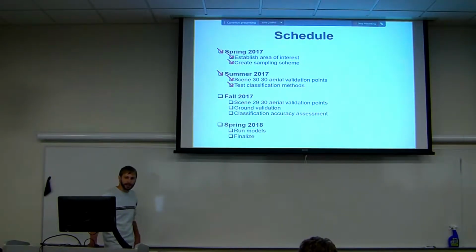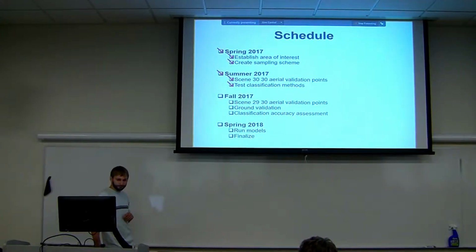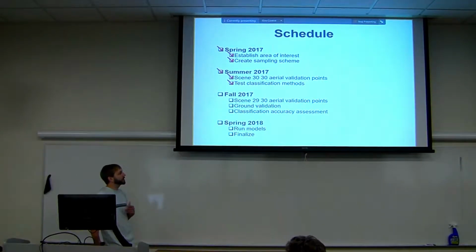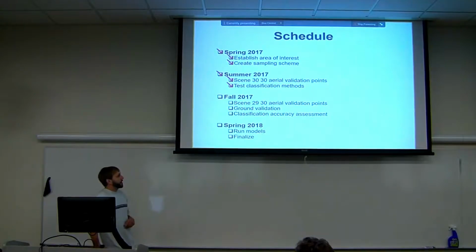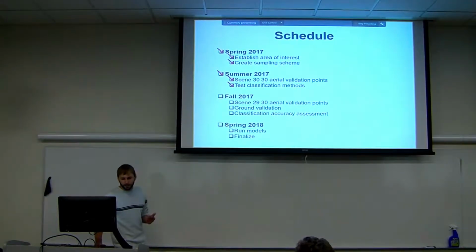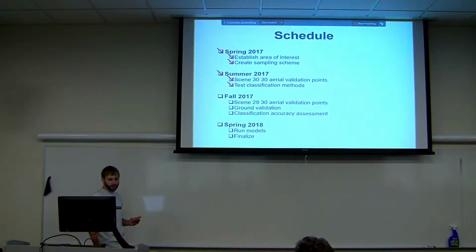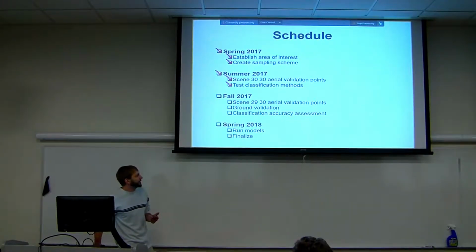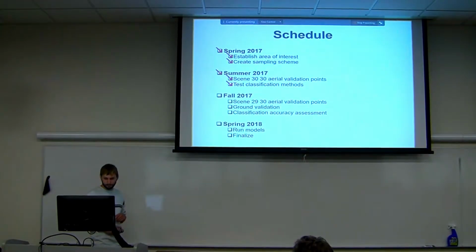A schedule has been set in place. For the spring of 2017, I established our study area as well as began our sampling design. For the summer of 2017, I began collecting validation points for Scene 3030, as well as began testing our overall classification methods. For the fall of 2017, we will begin collecting our validation points for 2930, as well as the ground validations, and begin our accuracy assessments. As we roll into the spring of 2018, we'll begin finalizing our models and adding any other details that are needed.